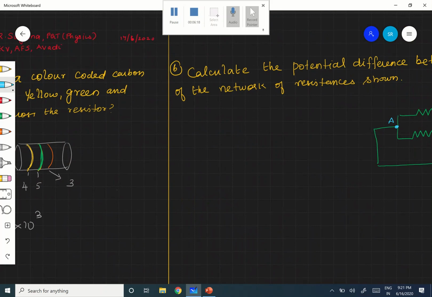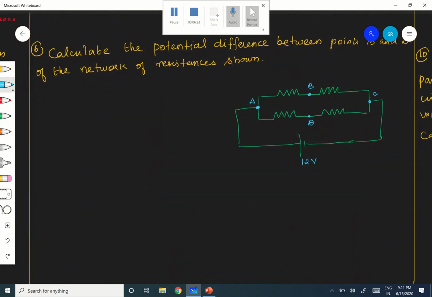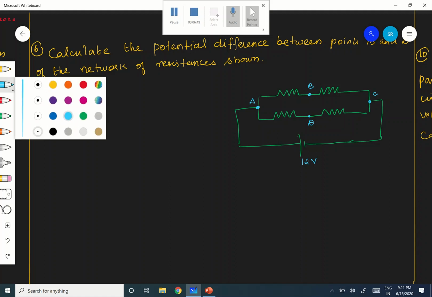Next one is: calculate the potential difference between the points A and B of the network of resistances that is shown. Now we have to see what the resistors are. Here it is A and B. Between that, how many resistors are connected? Two resistors.